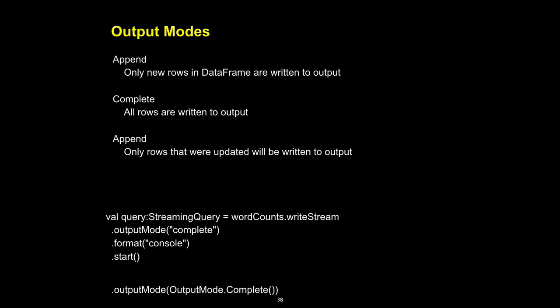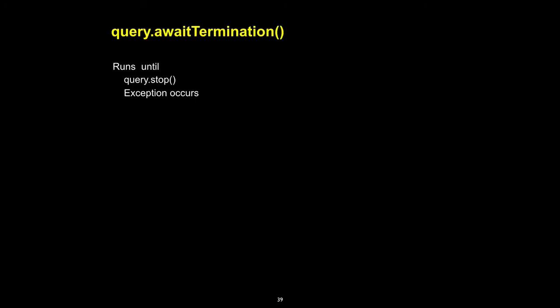In the examples they give, they always put the output mode in a string, which drove me nuts, because then how do you know what string it is? There's another form where you can do output mode dot complete, and then autocomplete will tell you what the options are. So you don't have to remember whether it's complete with a capital C or not. Then await termination: the program runs until you either call stop on the query or an exception occurs.